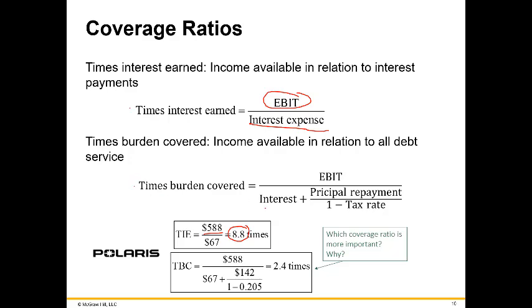Times burden covered tells you how many times your earnings would cover your entire debt burden, not just the interest on the debt, but the interest and the principal. So that, of course, is going to be smaller, but 2.4 is probably pretty healthy. They have enough earnings to pay their debt 2.5 times over, probably pretty safe. When that number starts getting down closer to 1, that's trouble. If it gets less than 1, this company's probably headed off a cliff.